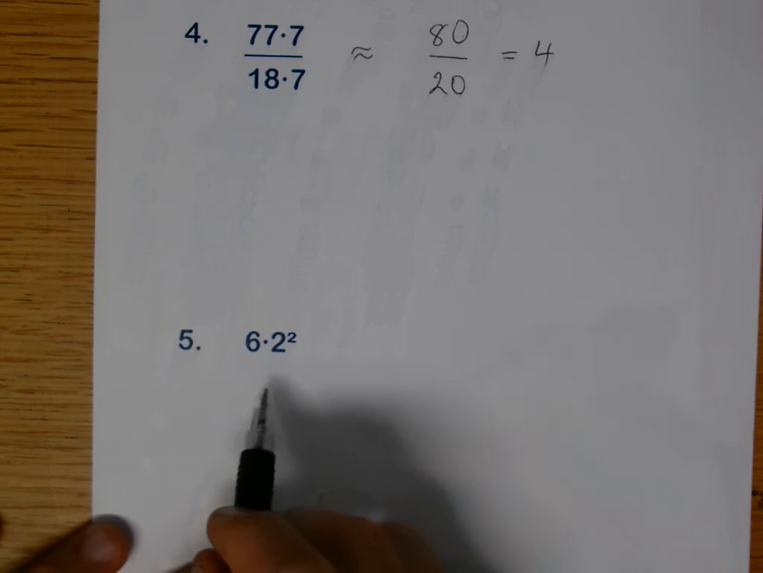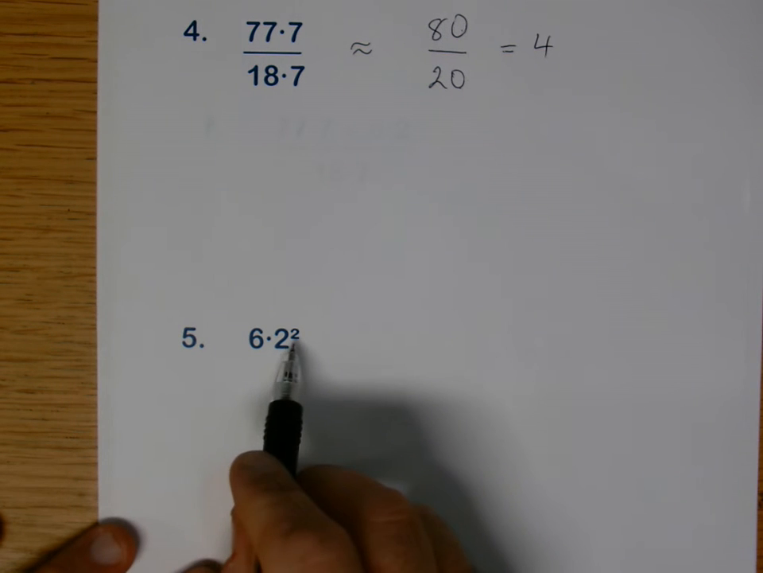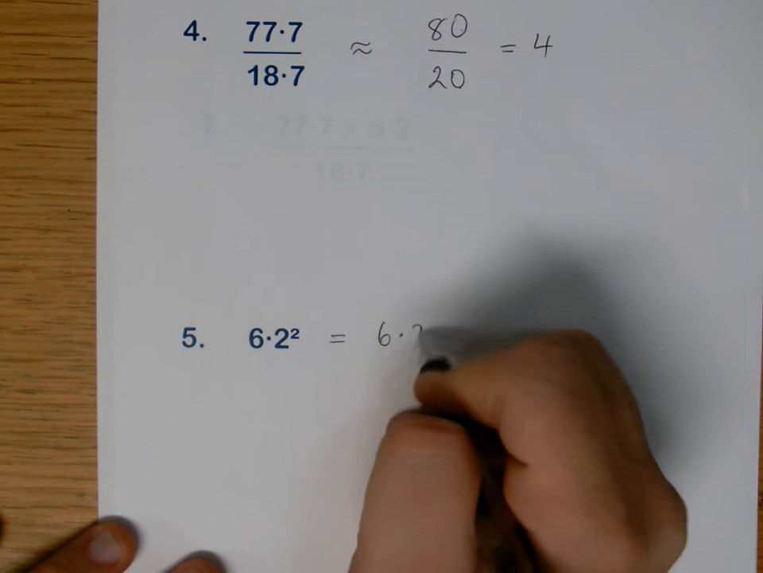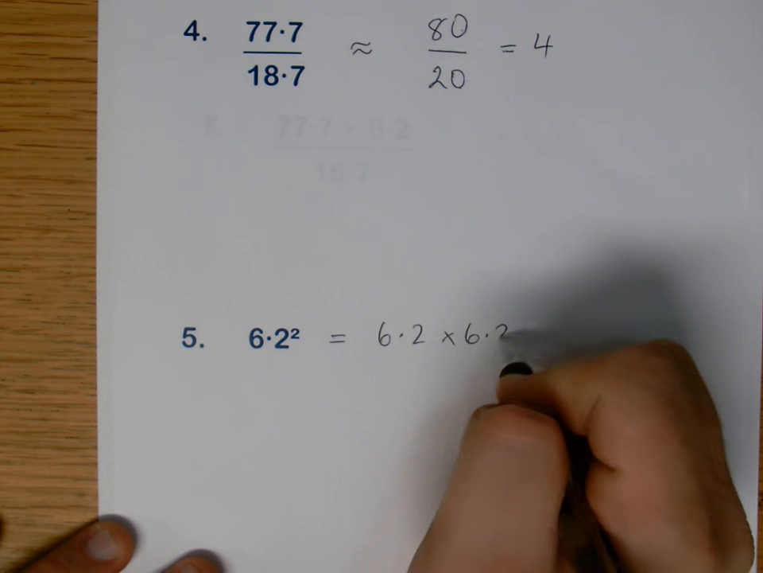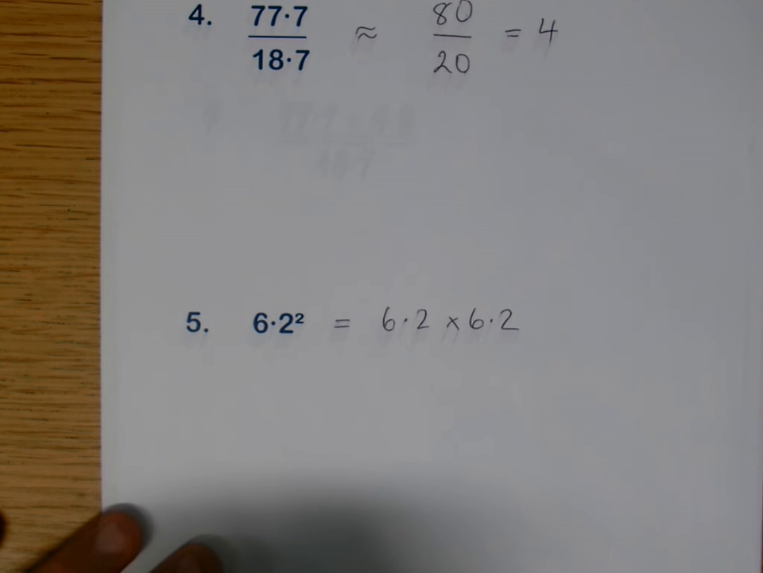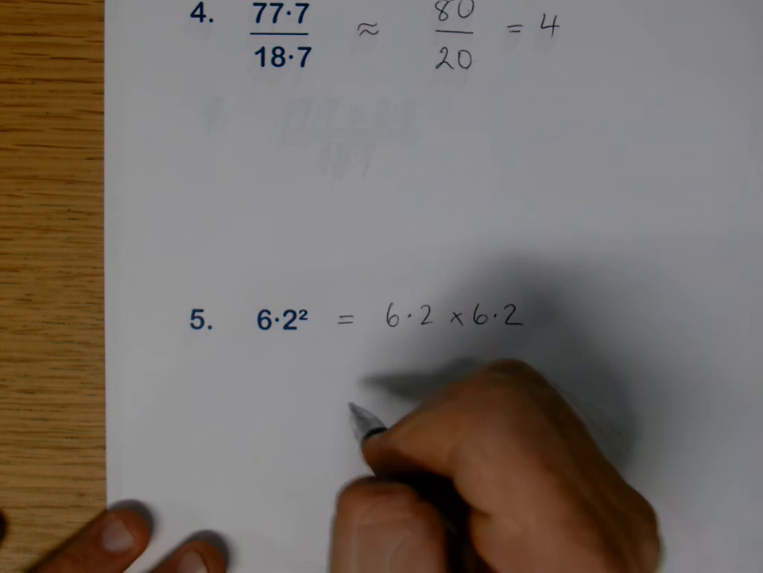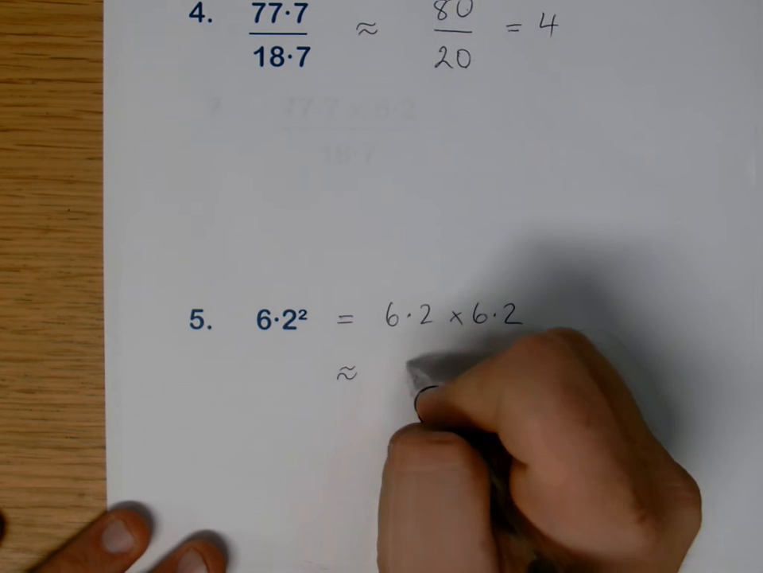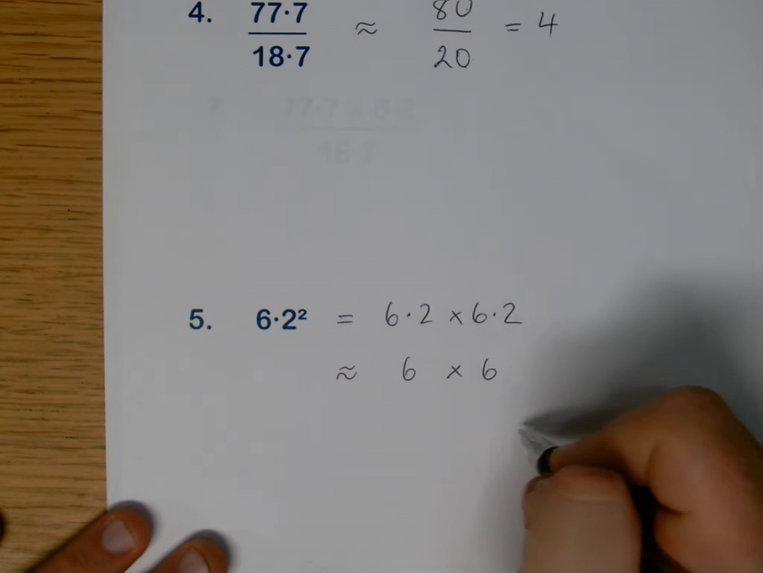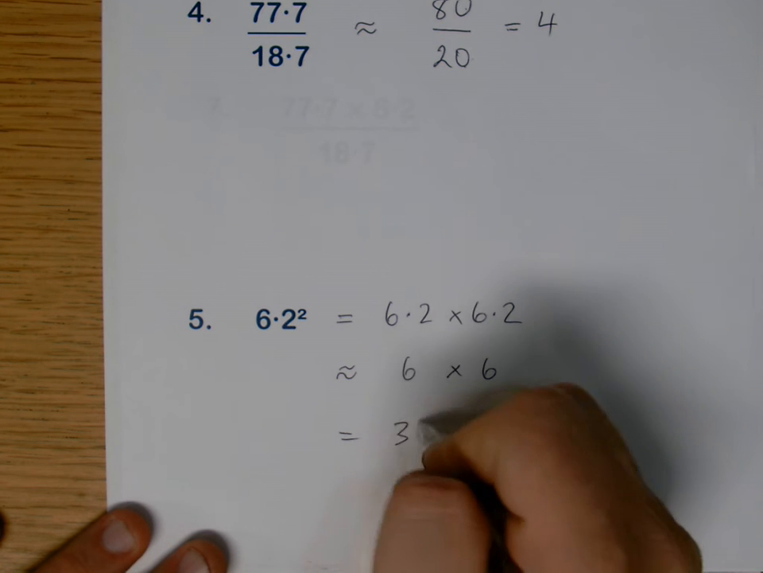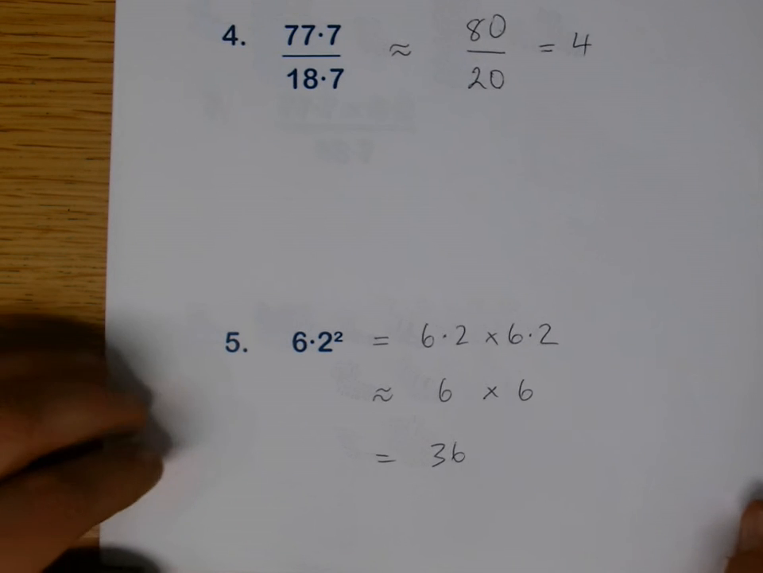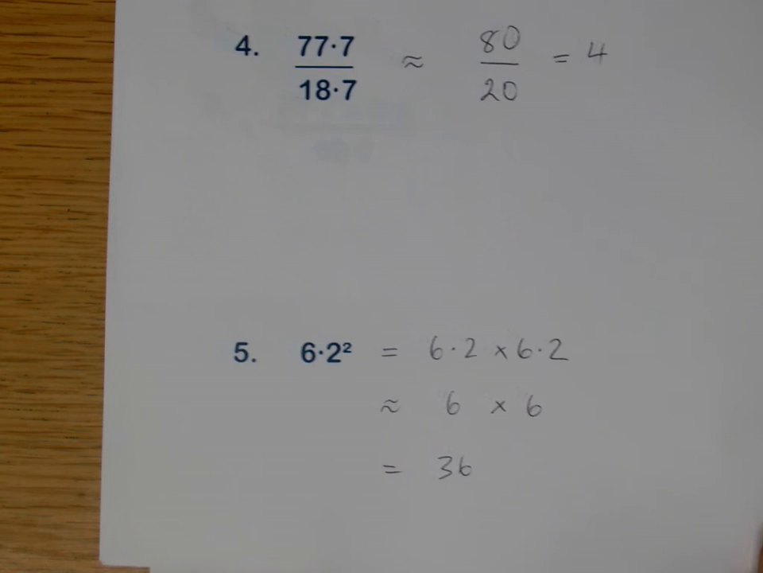Now they could even ask us to do this: 6.2 squared. Remember, that means 6.2 times 6.2. When we're squaring, we're timesing by itself. But remember, it's an estimate. So I'm going to go for 6, and then that's going to be 6, and 6 times 6 comes out to be 36. So that's what you do there. You don't work it out exactly when they ask us to estimate.